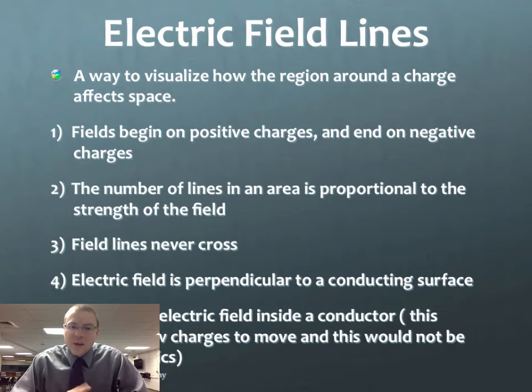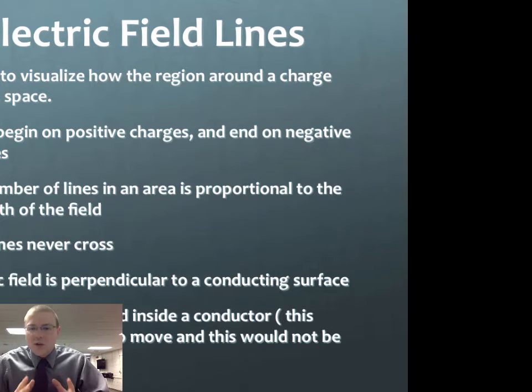Number two, the number of lines in a particular area will tell you how strong the field is. If there are many, many lines around a certain charge, then that charge must be very, very strong. Three, field lines. When you're drawing the field lines, make sure they don't cross.